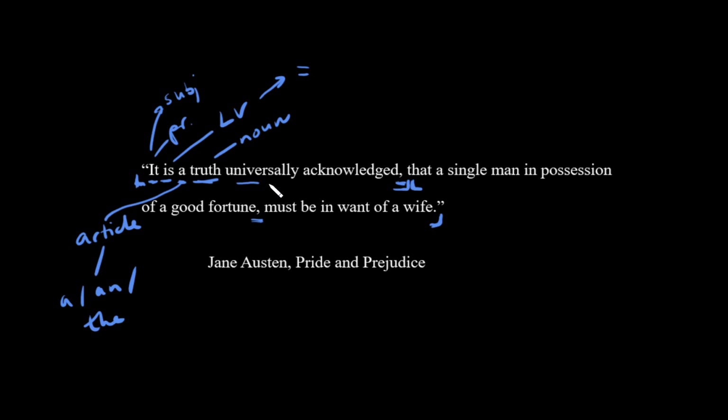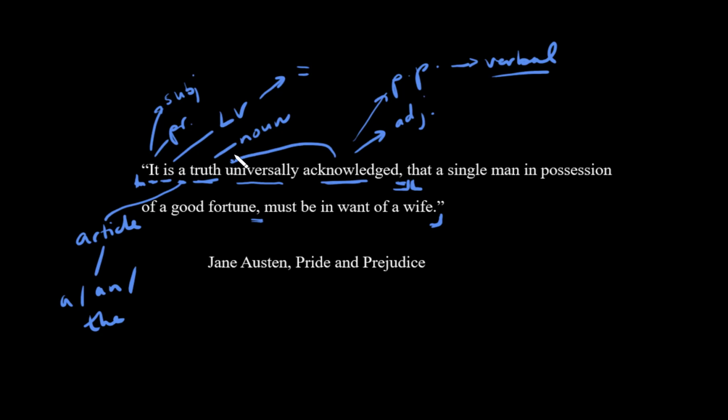We have some other description here as well. So we have universally and acknowledged. Acknowledged is an adjective. And it's an adjective that's formed from a past participle. So if you were to take the verb to acknowledge, then that can become acknowledged as the past participle. And a past participle is a verbal. There's just a few verbals. There are past participles, present participles, and infinitives. And a verbal can act like an adjective. So here, acknowledged also describes truth.